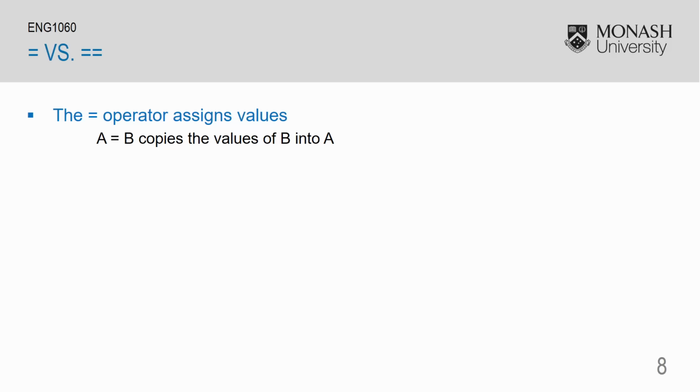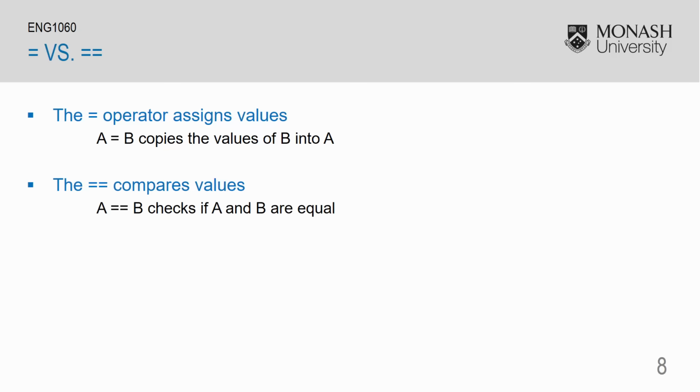So far in this unit, we have used the single equal sign operator, which is used to assign variables. So if we were to say A is equal to B, the values of B will be copied into A. When using the double equals operator, it will actually compare the values from A and B.